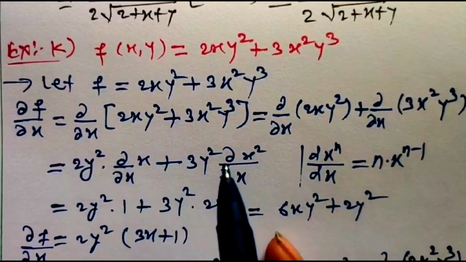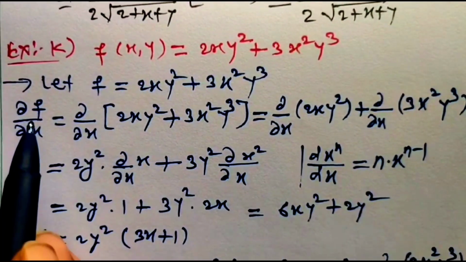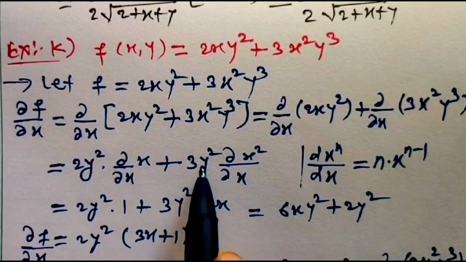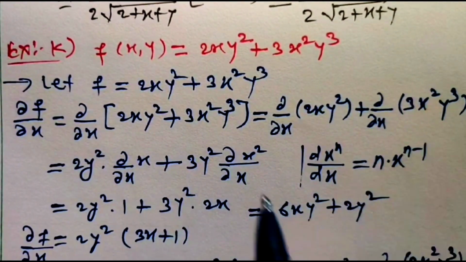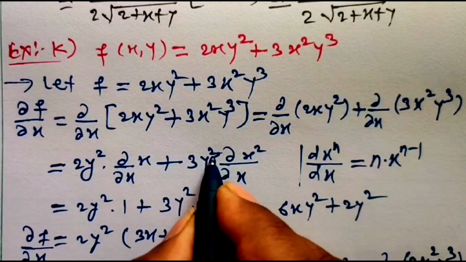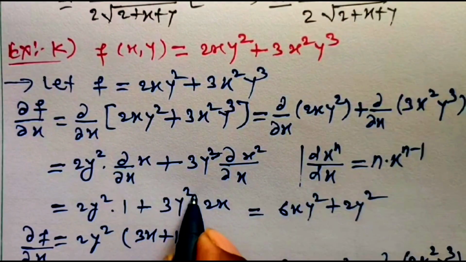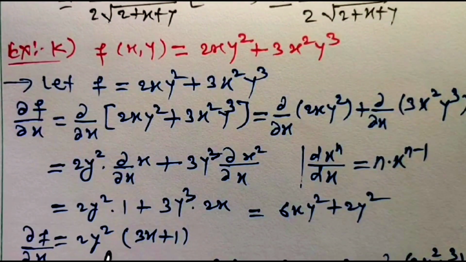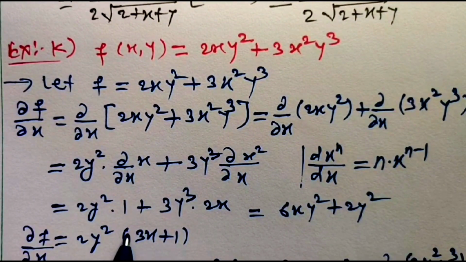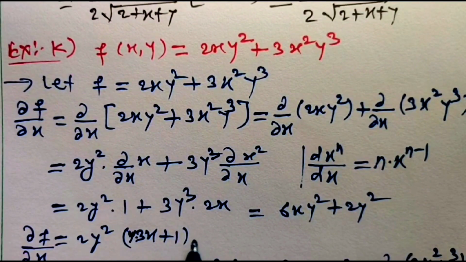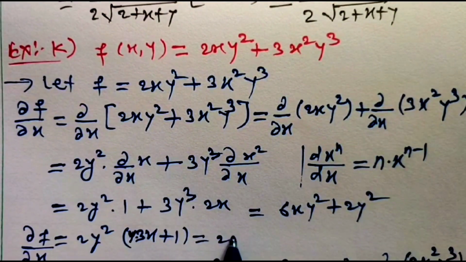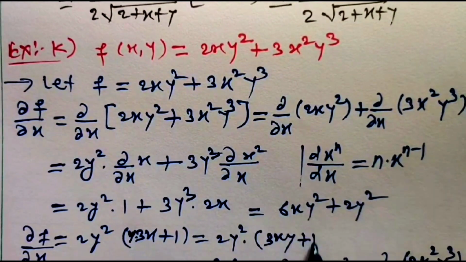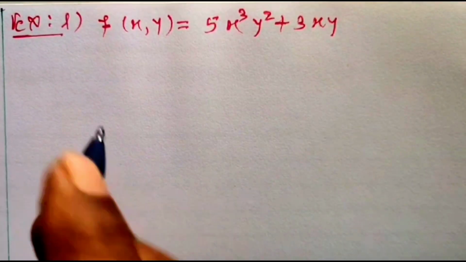One small correction is there in finding the partial derivative of f with respect to x. Here we have taken 3y square common, but actually this is 3y cube. So taking this as 3y cube and then this also 3y cube, and then here 2y square into 3xy. That is, this is equal to, we can write 2y square into 3xy plus 1. This is the answer. Let us solve the next sum.